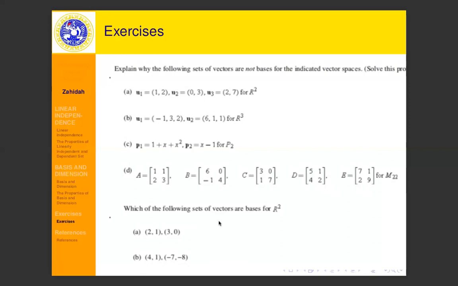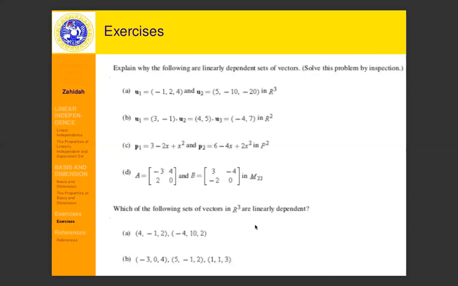Okay, which one of the following sets of vectors are bases for R2? Oh, this one you have to show that these vectors span R2 and are linearly independent. Okay, later you have to show it. This one will explain why the following are linearly dependent sets of vectors. Okay, all of these are linearly dependent.